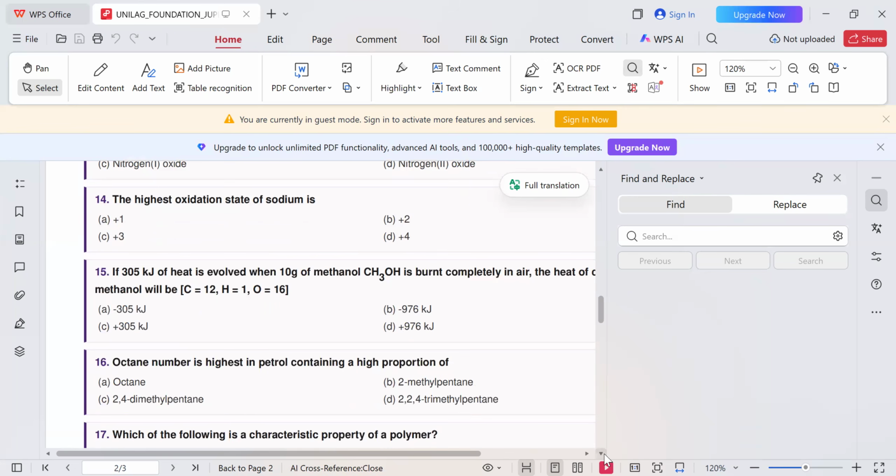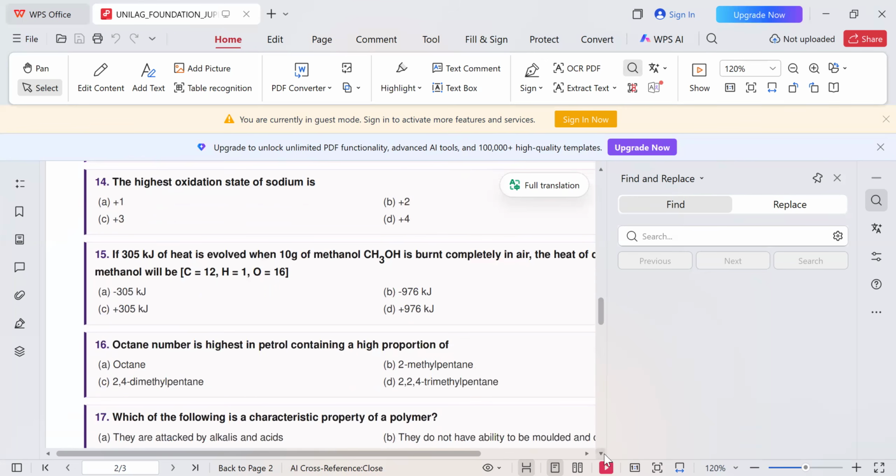So number 14, the highest oxidation state of sodium is what? Now let's look at sodium. We know sodium is always +1. So how do we get +1? Based on the electronic configuration, we have 1s2, 2s2, 2p6, 3s1.